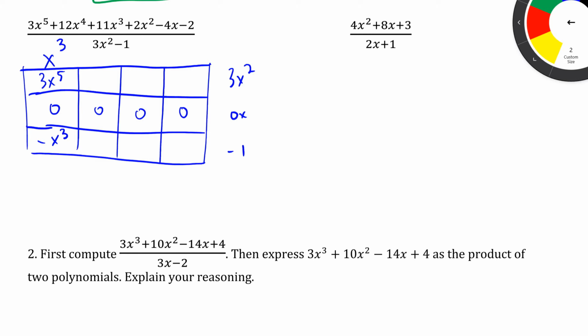All right, so first thing I want to do now is these two boxes have to make 12x to the 4th power. Well, that means I need to put 12x to the 4th power in here.